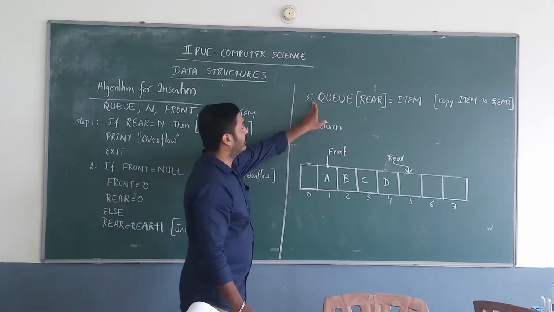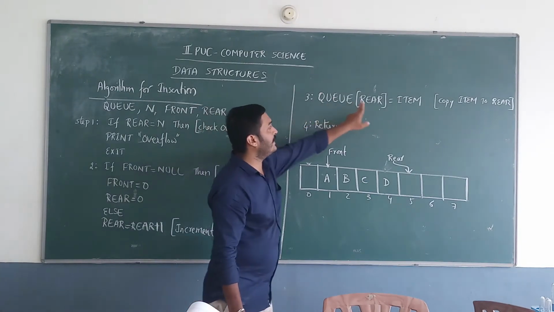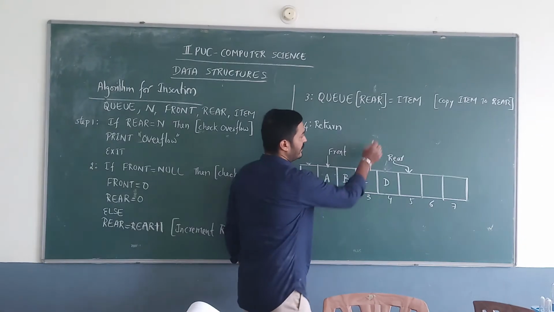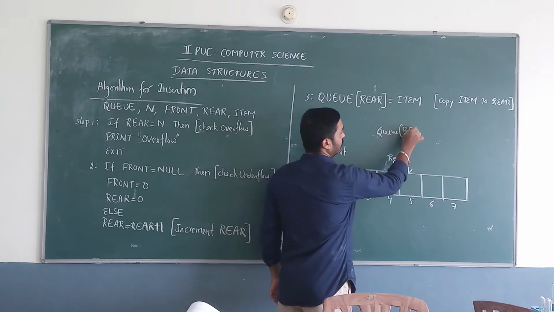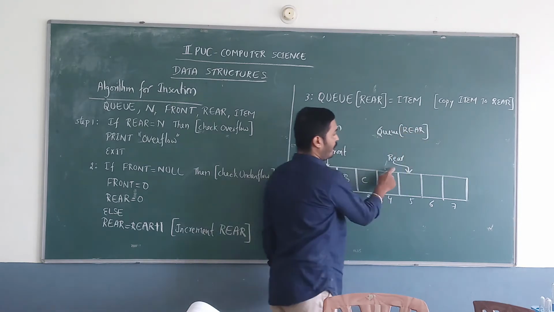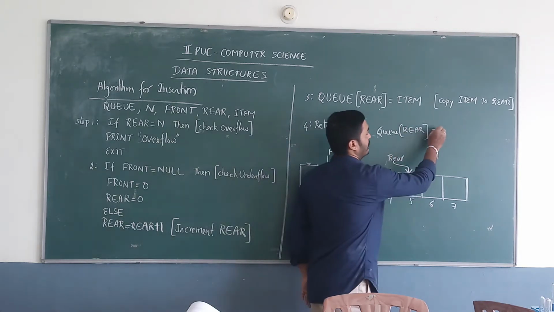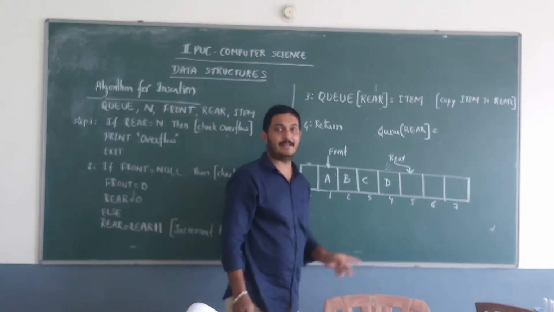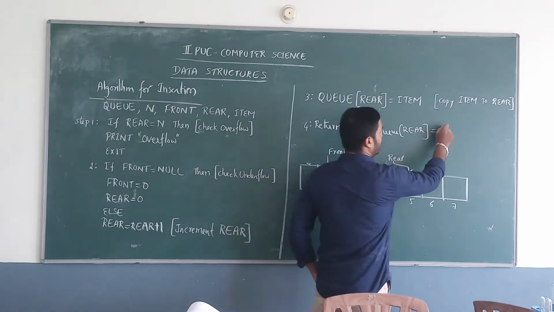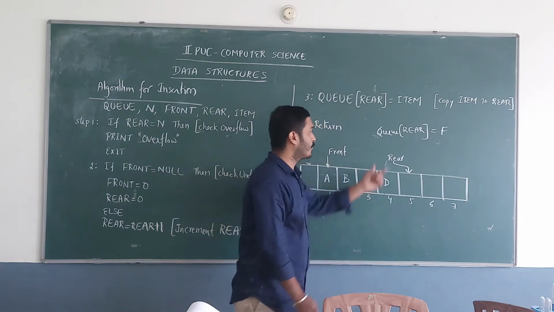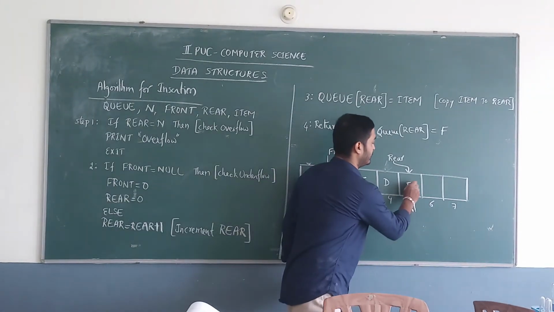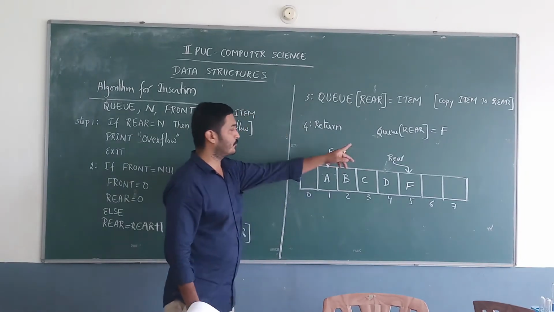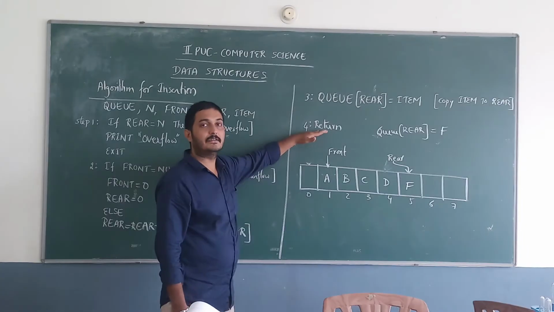And then the third step, Q of rear equal to item. Q is an array, and Q of rear is this particular rear location. Item is the element to be inserted. For example, I am using F. So Q of rear equal to F, and I can insert F like this. And the next and last step is return.